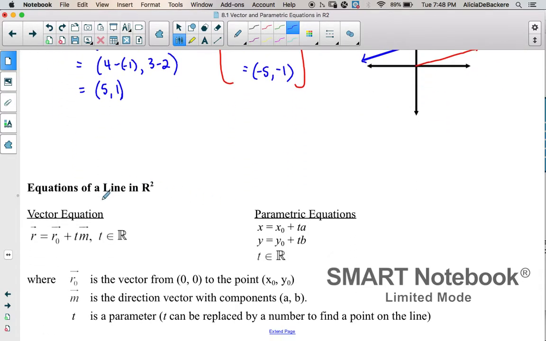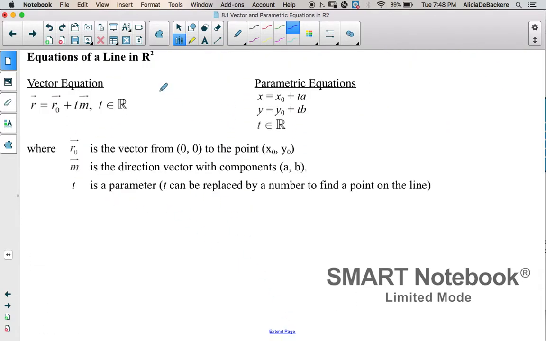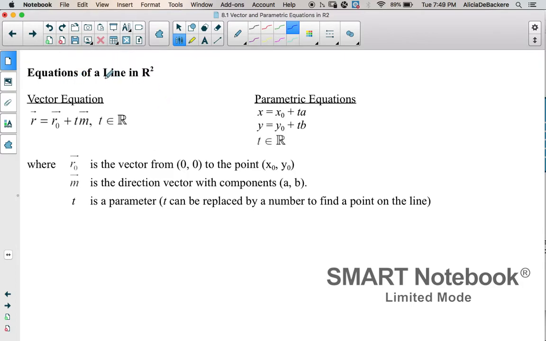All right, so equations of a line. Now that we know about direction vectors, there's two ways we're going to talk about equations of a line in R2. So we're talking about two-dimensional space here. The first one is to say that R, so this is going to define the vectors for my line, is equal to R naught plus T times the direction vector.